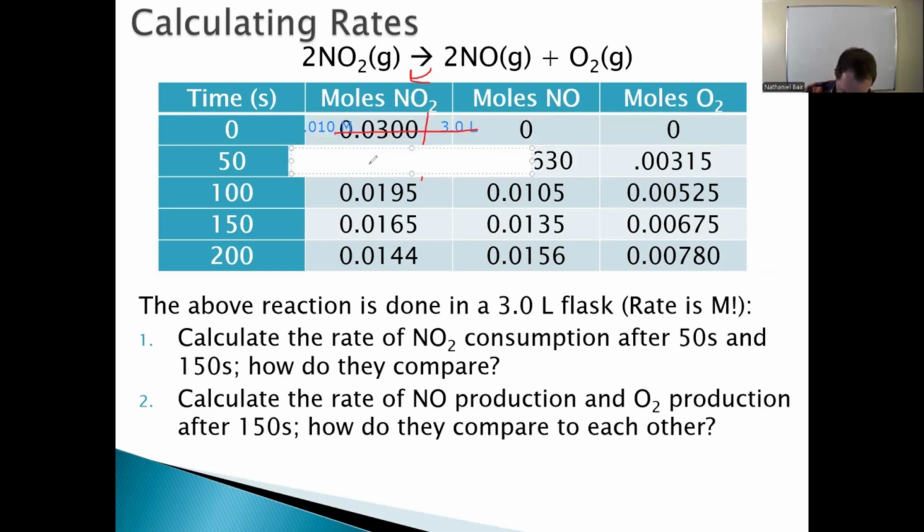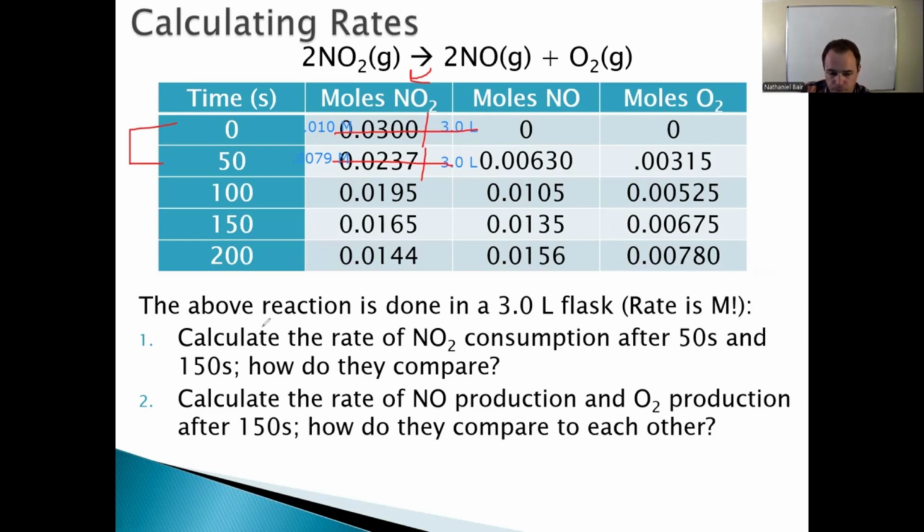And now let's do that for the 50 seconds. So 0.0237 divided by the same 3-liter flask is really 0.0079 molar. So now we have these in concentrations. Now we can calculate the rate of the NO2 consumption after 50 seconds. I want to do the first 50 seconds, so we have T equals 0 and T equals 50. I want to compare those.